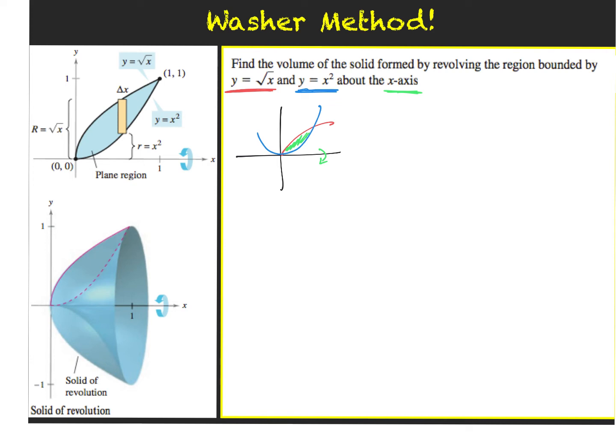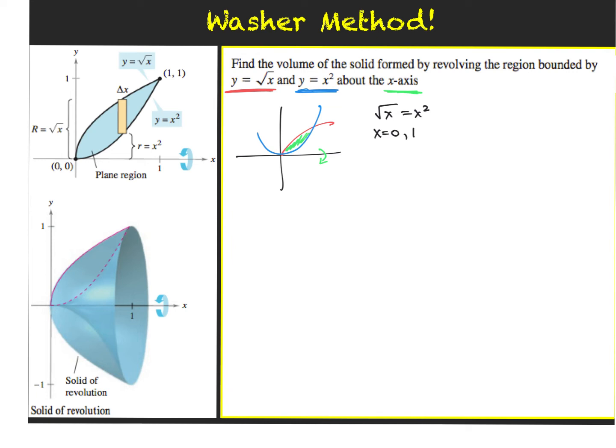So what do we need to solve for? Our intersections, exactly. So we need to set them equal. Now on this one, I personally like the guess and check method. So what would we have? What would be our intersections? 1 and 0. X equals 0 and x equals 1.